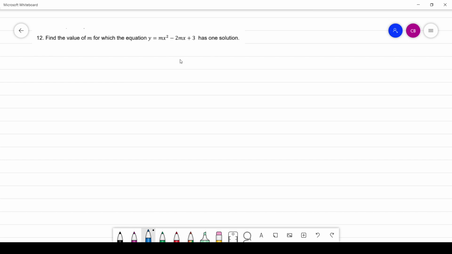This one looks to be some kind of quadratic. Find the value of m for which the equation y equals mx squared minus 2mx plus 3 has one solution.